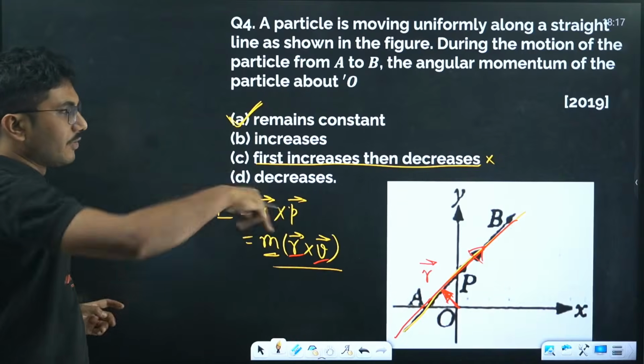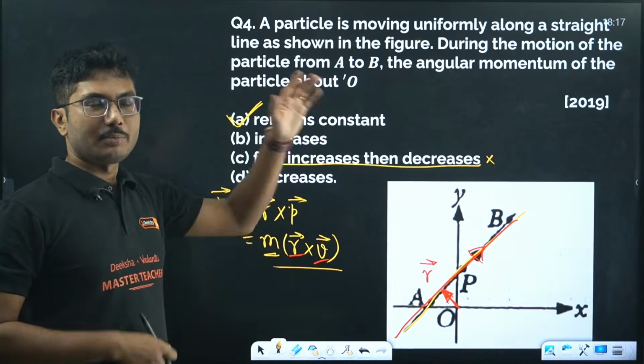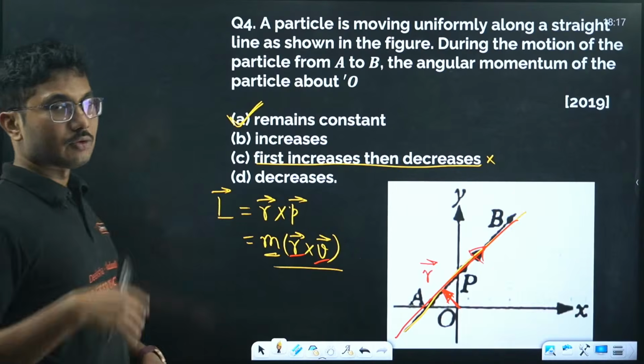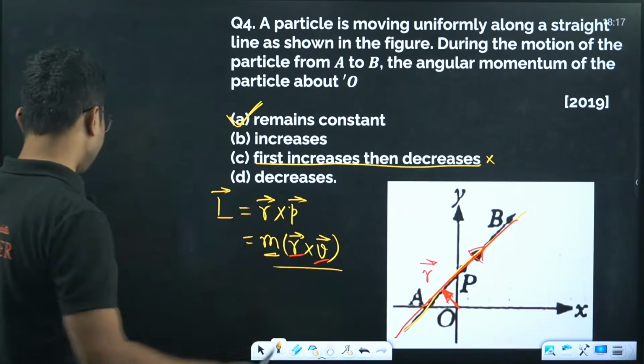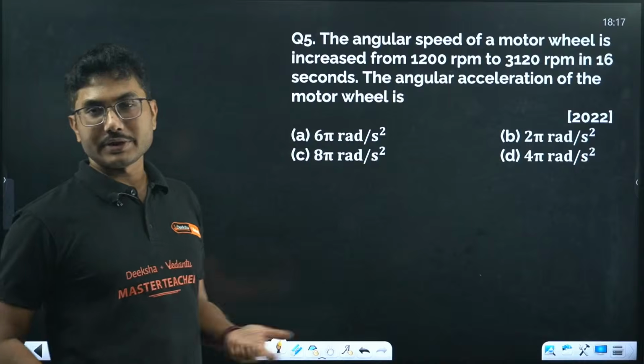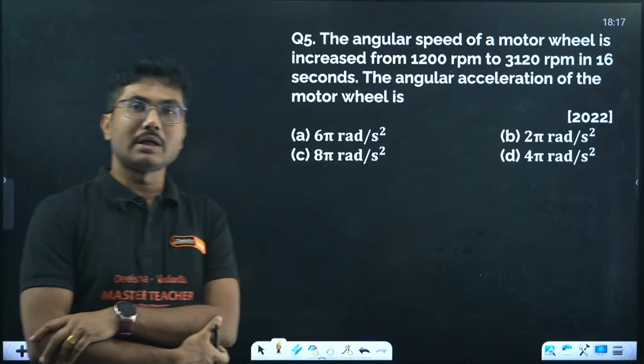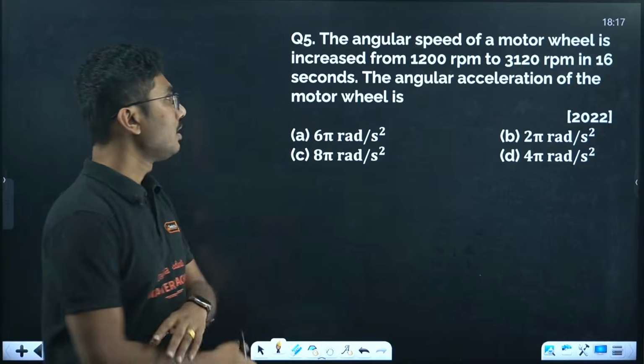If it is a curved line, then you have to take the tangent at each and every point and then calculate, which is very critical. Angular momentum will change if the path is curved, but here it's a straight uniform path. So velocity is constant. Remember one very important thing: if velocity is constant, angular momentum will also be constant, that is a common thing.